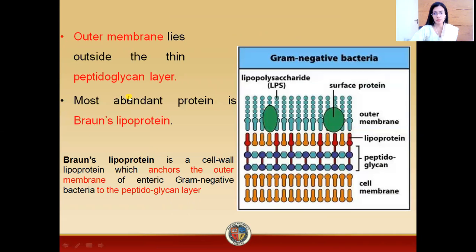So the bacteria is composed of an outer membrane which lies outside this thin peptidoglycan layer. This upper blue color is representing the outer membrane, which is outside this thin peptidoglycan layer. This bacteria also contains a protein known as Braun's lipoprotein. It is basically an anchor protein that anchors the outer membrane. This is the outer membrane. It anchors this outer membrane of gram-negative bacteria to the peptidoglycan layer.